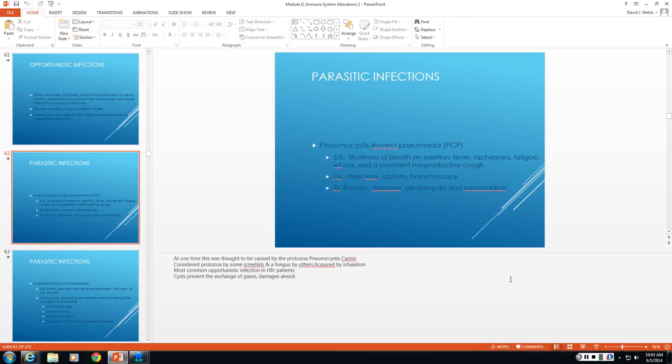those type of medications. Now, this was once thought to be caused by the protozoan Pneumocystis carinii. Most think it's a fungus caused by inhalation. This is the most common opportunistic infection in HIV patients, and basically it forms cysts in the lungs that prevent gas exchange.